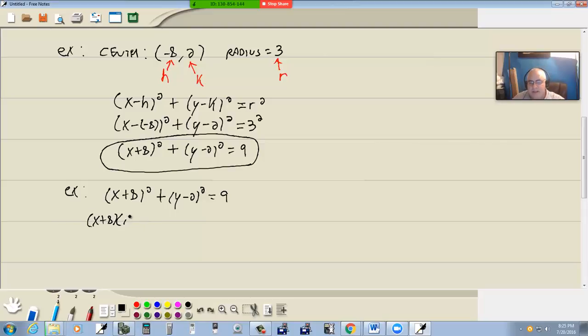So we've got (x + 8) times (x + 8) plus (y - 2) times (y - 2) is equal to 9. So I'll FOIL these. X times x is x squared. X times 8 is 8x. 8 times x is 8x. 8 times 8 is 64. Y times y is y squared. Y times negative 2 is negative 2y. Negative 2 times y is negative 2y. Negative 2 times negative 2 is positive 4, and I'll bring the 9 over.